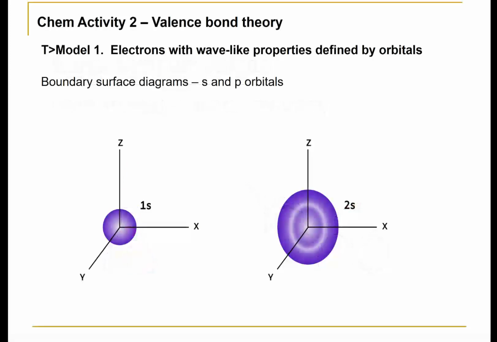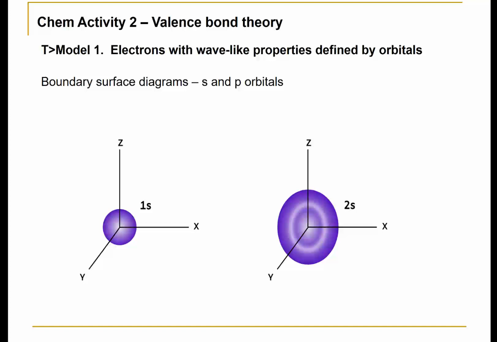Now, valence bond theory allows us to look at the nature and properties of electrons. It views electrons as having wave-like properties. This is a little bit difficult for us to reconcile given that we're usually dealing with physical matter. In valence bond theory, there's an equation which describes what we call an orbital. The square of this orbital is related to the probability of finding an electron.